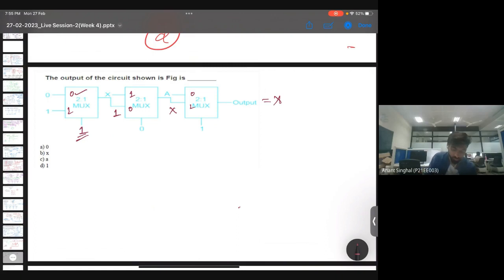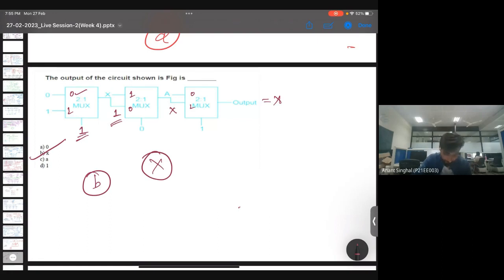So for this, you know the select line is 1, so this will be 0 1, it will be 1 0, it will be 0 1. So 1 is the input to this, then again x is the input to this, and so this is quite basic. So output will be x only. Option B is the correct answer.